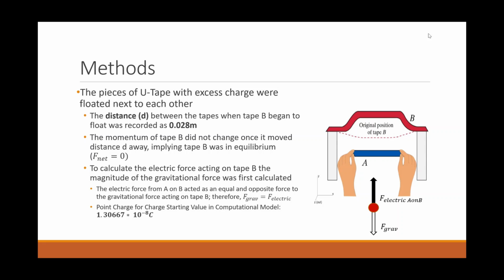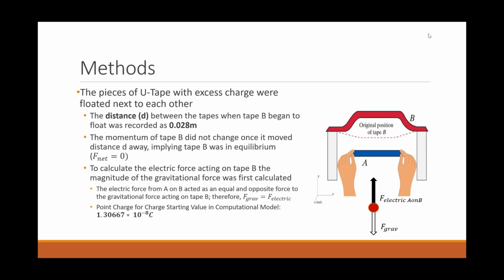I floated two pieces of U-tape with excess charge next to each other and observed a distance between them of 0.028 meters. The momentum of tape B did not change once it moved d distance away, implying tape B was in equilibrium, so F net was equal to 0, one of Newton's laws. To calculate the electric force acting on tape B, the magnitude of gravitational force was first calculated. Due to Newton's laws, I was able to set F grav equal to F electric. The electric force from A on B was equal and opposite to the gravitational force acting on tape B.